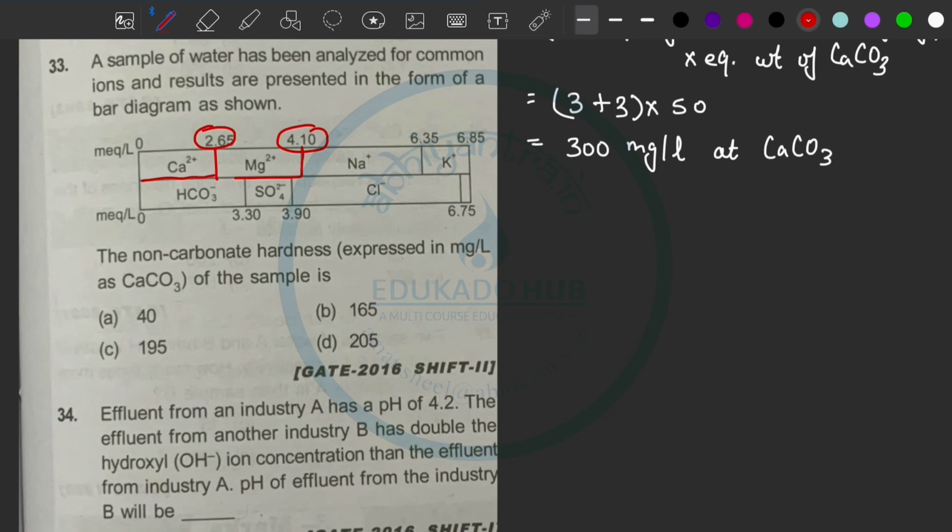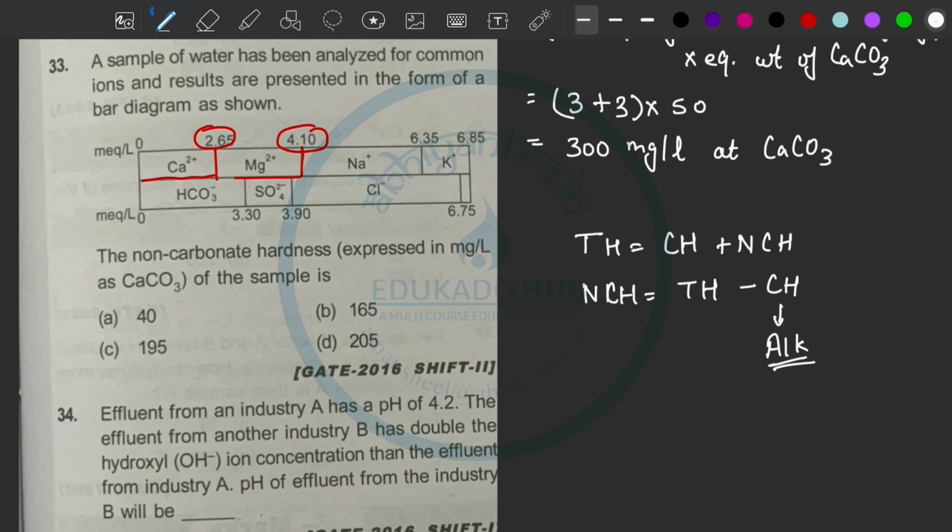For non-carbonate hardness, first of all we need to know the carbonate hardness, because total hardness is nothing but carbonate hardness plus non-carbonate hardness. To calculate non-carbonate hardness, we need total hardness minus carbonate hardness. Carbonate hardness is the removable hardness, from carbonates and bicarbonates, or we can say alkalinity or total hardness, whichever is minimum. So first of all, we need to calculate the total hardness.